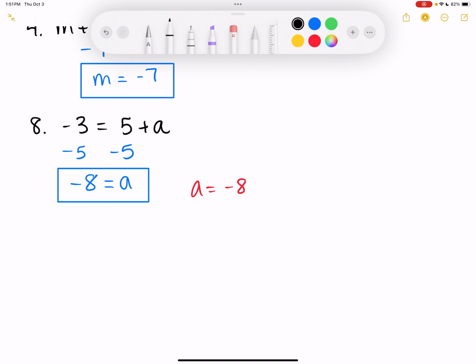12. 6 equals w minus 7. So on this one, we're subtracting 7, so I need to add 7 to move it over. So add 7 to both sides. So I get that 13 equals w.